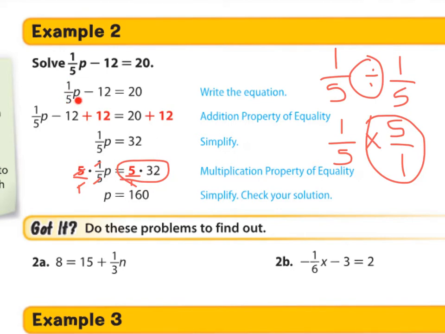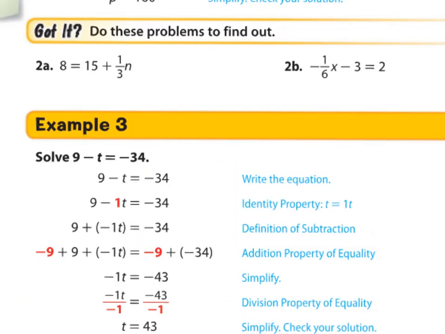of p, so if p is 160, 1/5 of p would be 32, right? 1/5 of 160 would be 32, and then 32 minus 12 would give you 20.